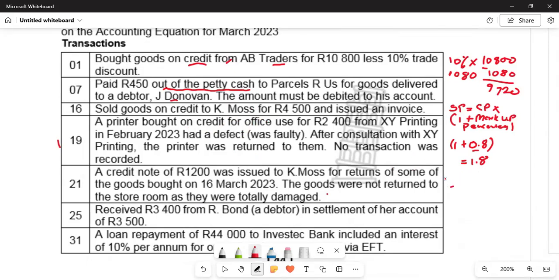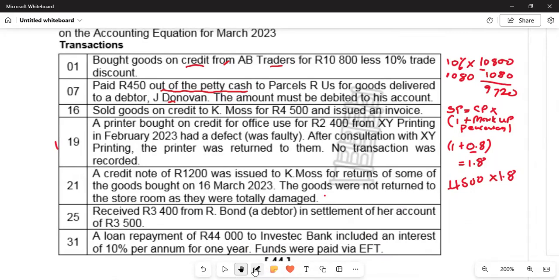It is 4,500. So 4,500 is equal to the cost price multiplied by 1.8. So to make it simple, let's just do it this way.